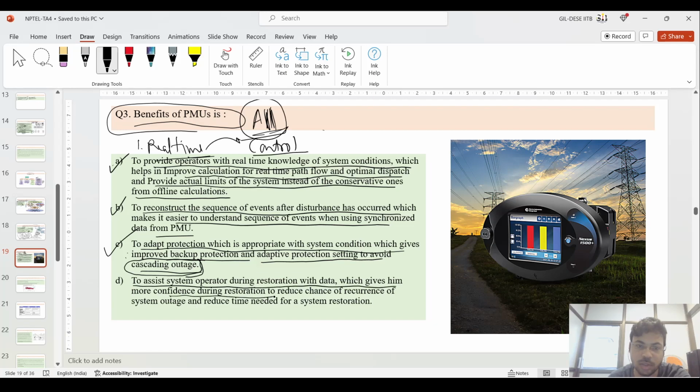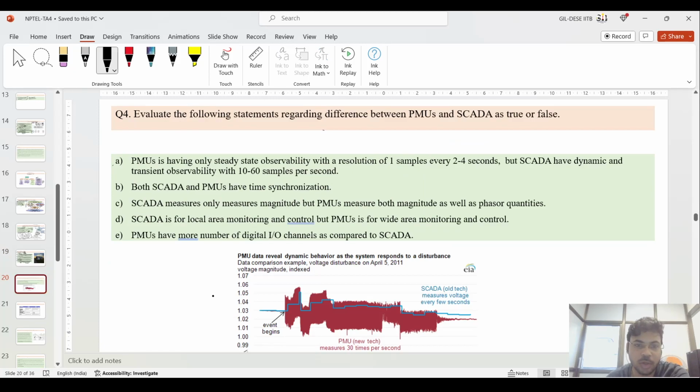Coming to the fourth part, to assist system operator during the restoration with data, which gives him more confidence during restoration. That is true, to reduce the chances of recurrence of the system outage and reduce time needed for the system restoration. That is true because if you have a certain mechanism of real-time monitoring and real-time control, then the system operator will be in confidence that he can monitor and he can restore the system after coming from the fault itself. So that is the advantage for the system operator as well.